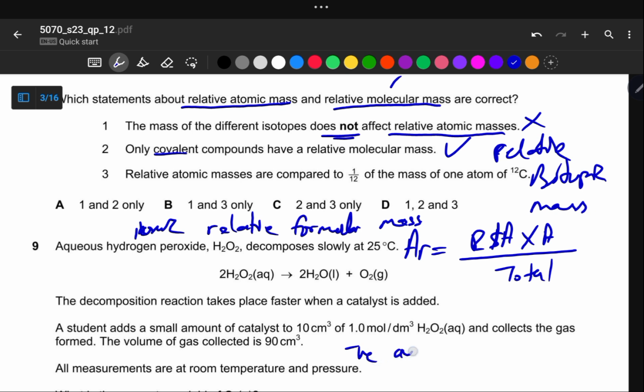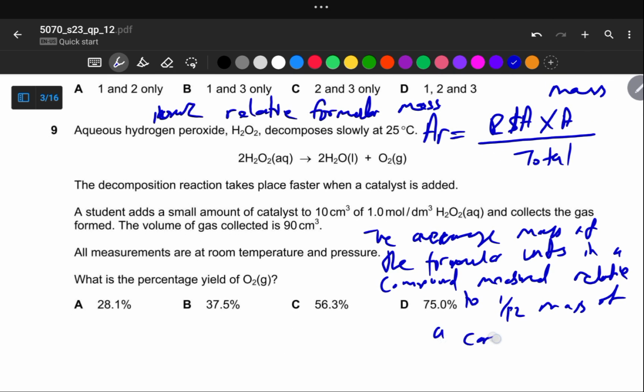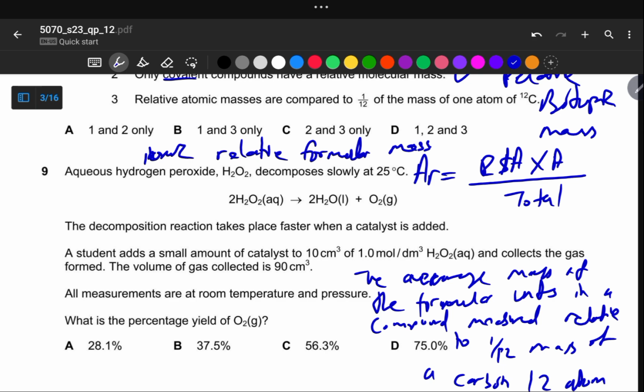The average mass of the formula units in a compound measured relative to 1/12 mass of a carbon-12 atom, right? So this is the definition of the relative formula mass.